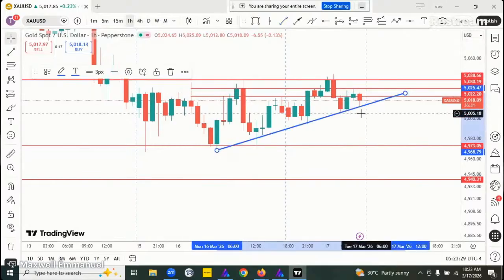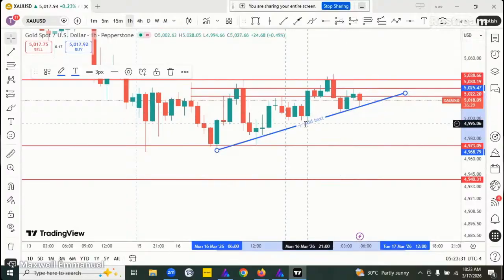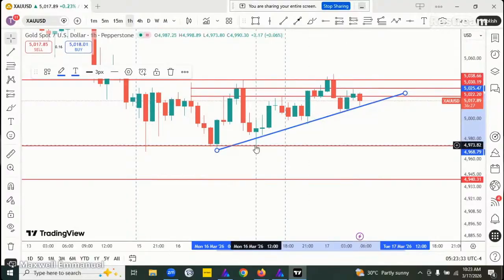It's a sell. You have liquidity. This low also is liquidity. So gold is likely going to sweep those lows. So that's my take on gold.